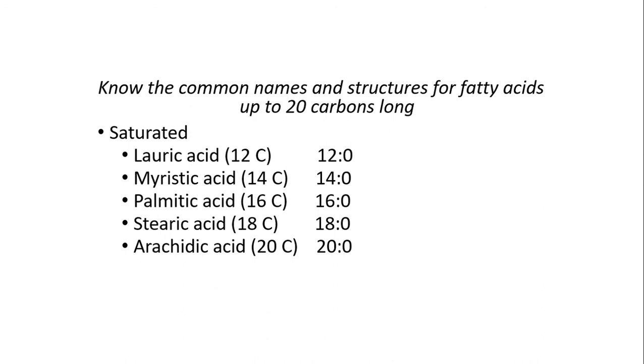The list of saturated fatty acids that you need to know is here: lauric acid, myristic acid, palmitic, stearic, and arachidic acid. So 12 up to 20 carbons. We're going to look at some notation for these, but palmitic and stearic acid are the most common saturated fatty acids. So they have 16 or 18 carbons.